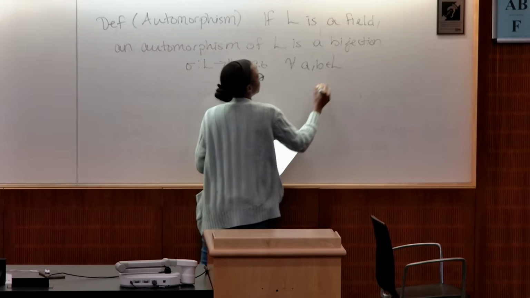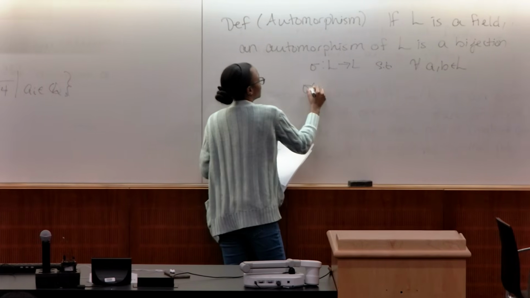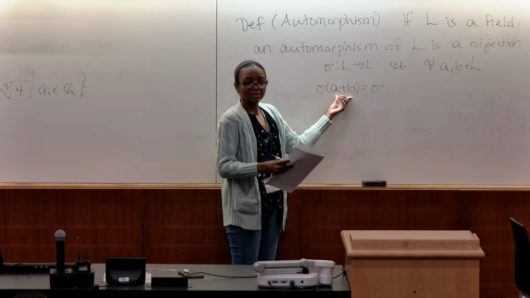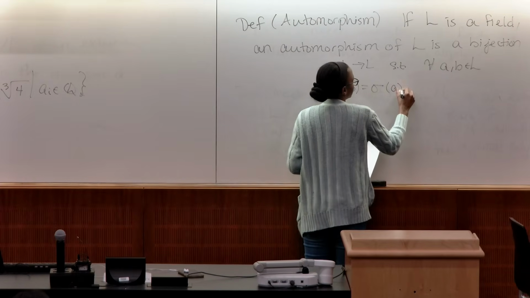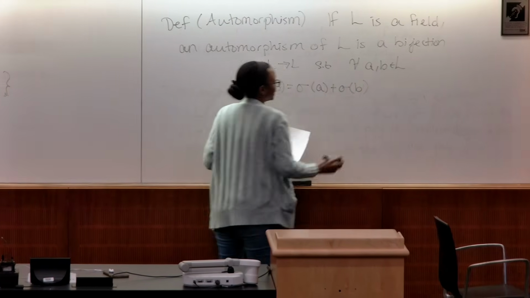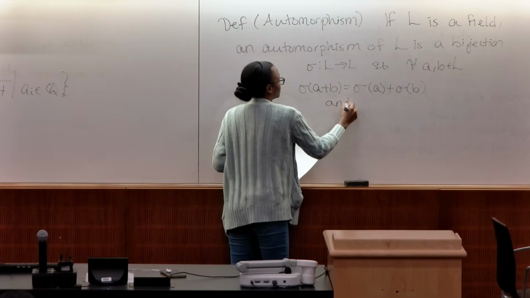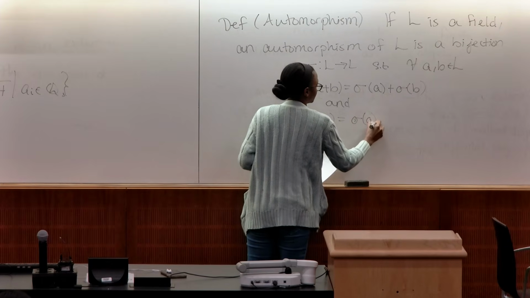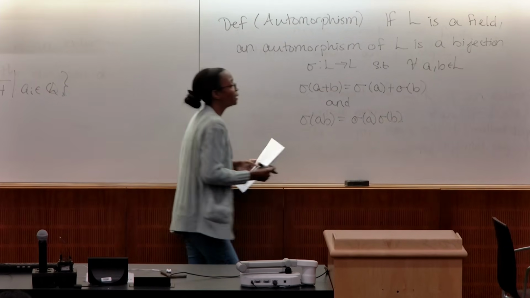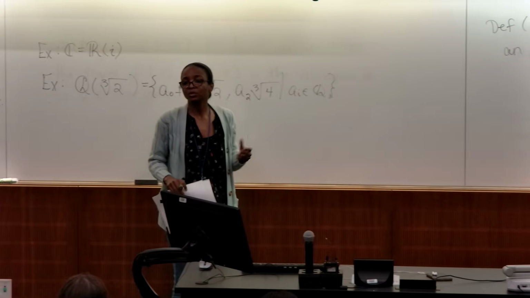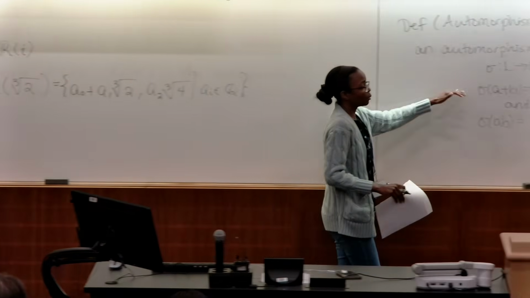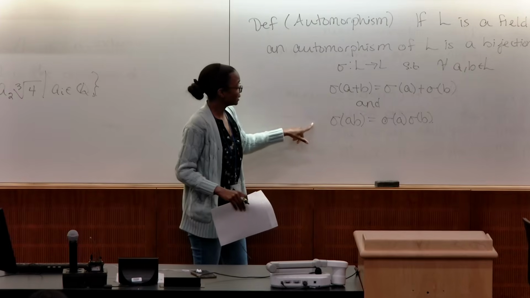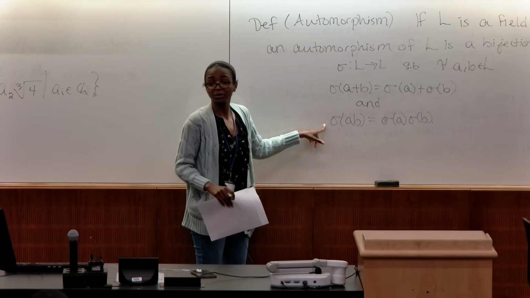If I give you any two elements of L, then sigma respects the addition, meaning I can do addition inside of the argument, and I'll get the same thing as if I first apply sigma and then do addition outside. And also, it preserves multiplication. And I'm hoping everyone has seen group theory. This is essentially homomorphism language, right? Here I'm saying I have a homomorphism of abelian groups under addition, and here I'm saying I have a homomorphism of the multiplicative group.